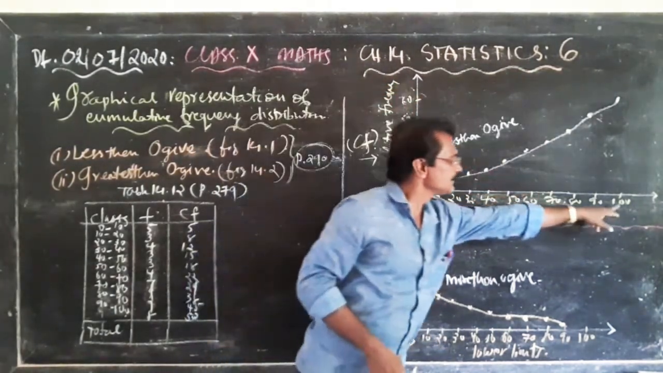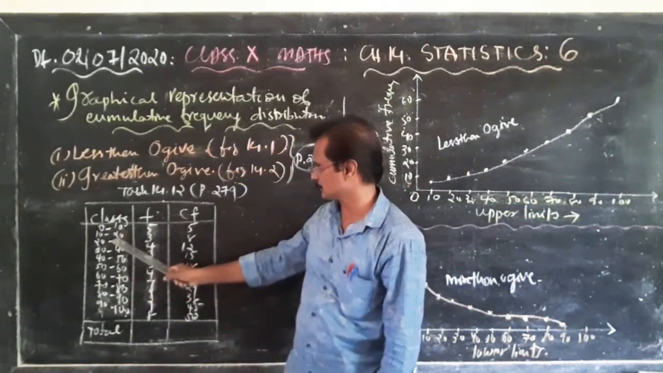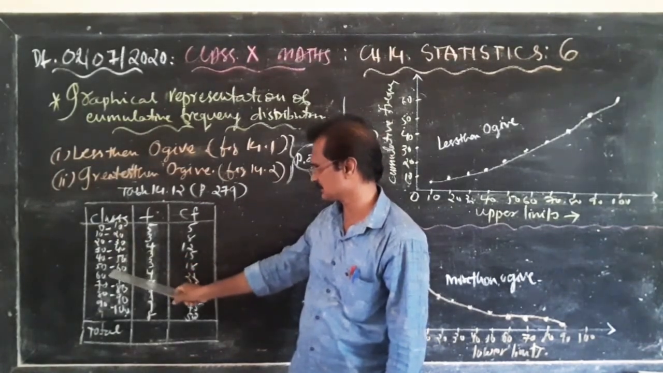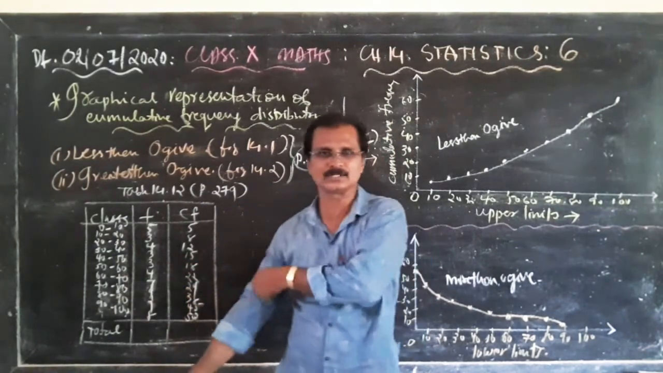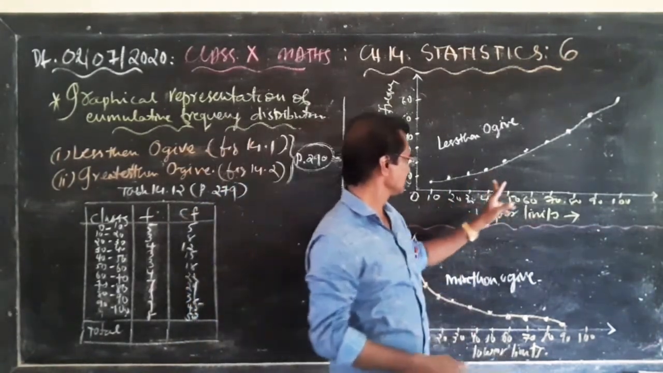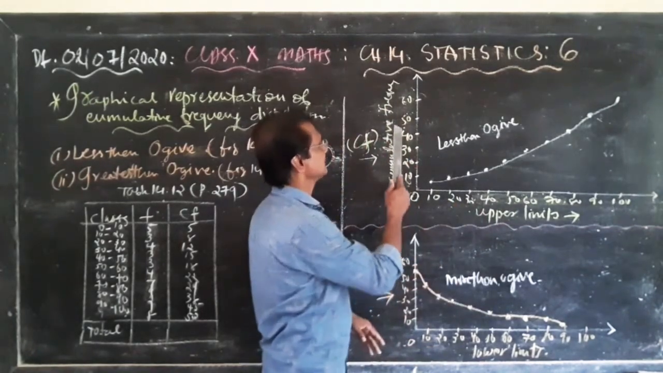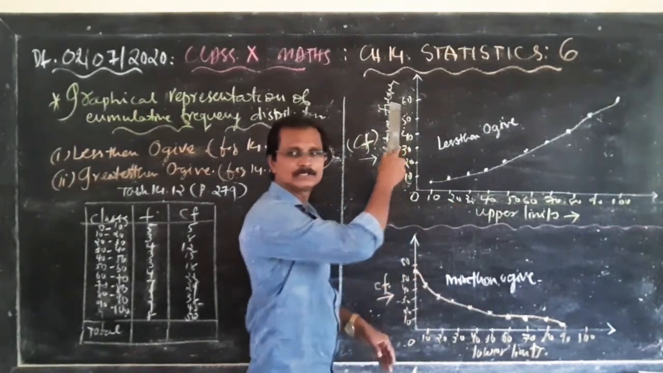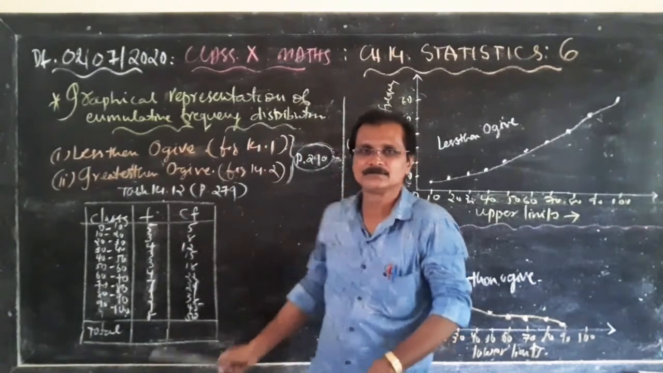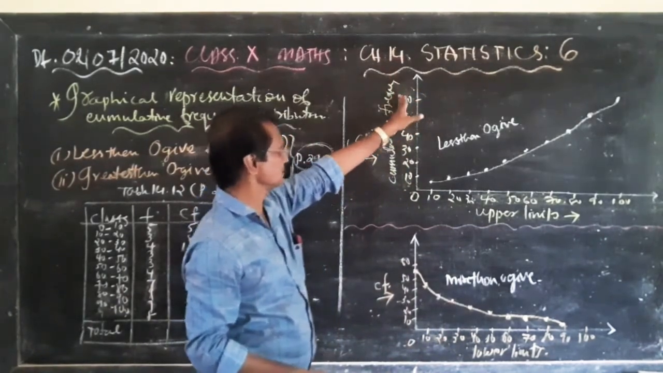Now here we need up to 100 because the upper boundary of 0 to 10 is 10. So 10, 20, 30, 40, 50, 60, 70, 80, 90, 100. These are all the upper boundaries. The upper boundaries you need to write on the x-axis, and on the y-axis 10, 20, 30, 40, 50, 60. Why is this 60? Because the highest cumulative frequency is 53, so up to 60 is enough.